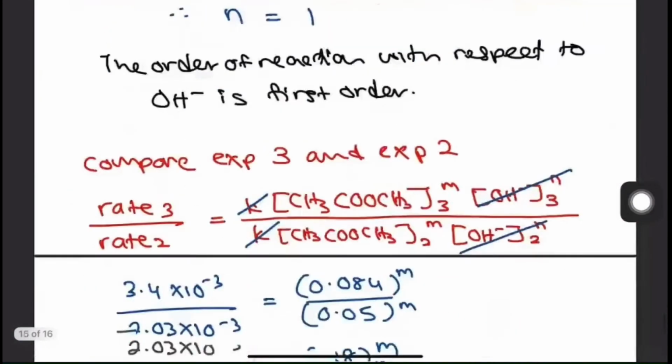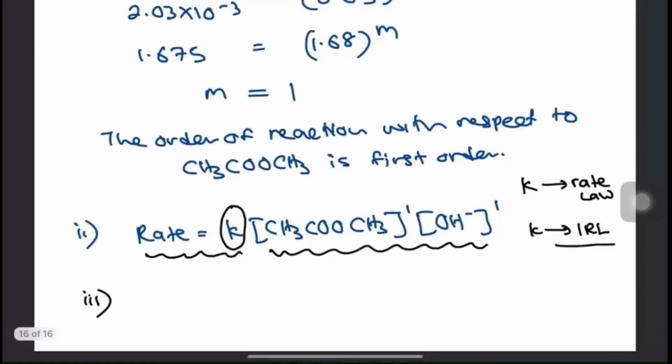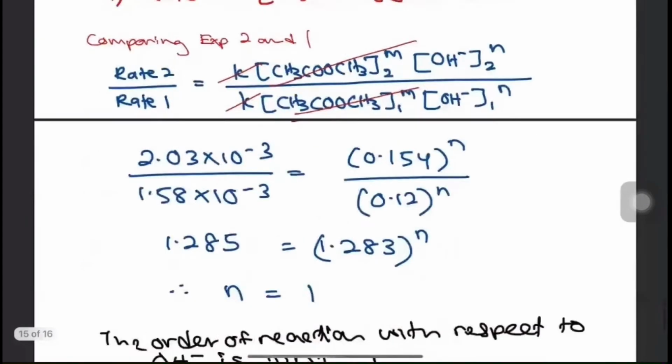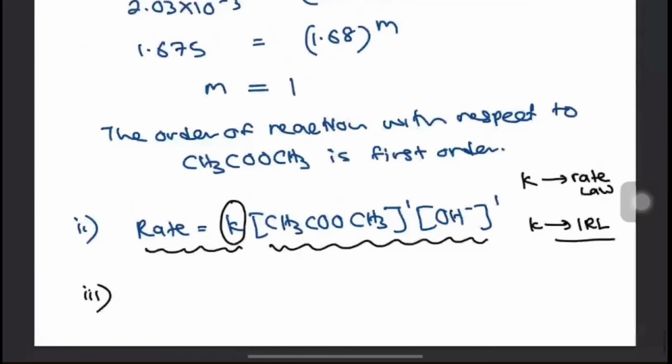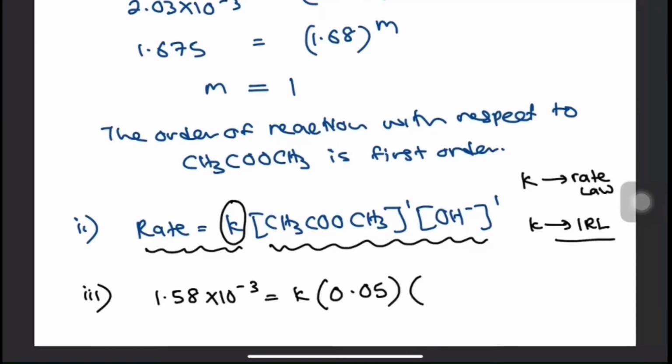So I'm going to use the first data. So rate for the first data was, what was the value of rate? 1.58 times 10 to the power of -3 equals k. What is the concentration of CH3COOCH3? 0.05 multiplied by concentration of OH minus was? 0.12. Sorry?